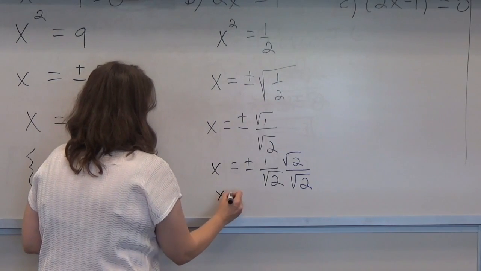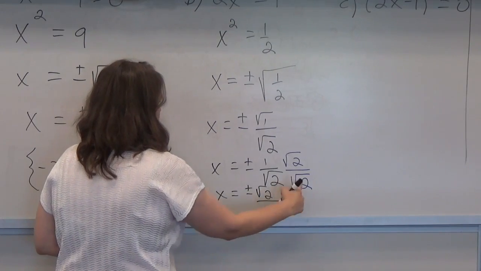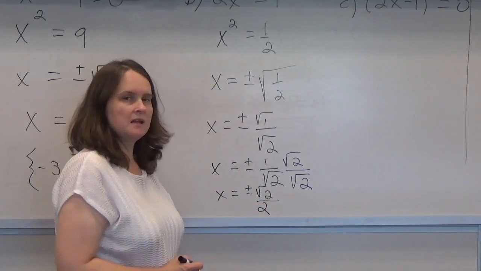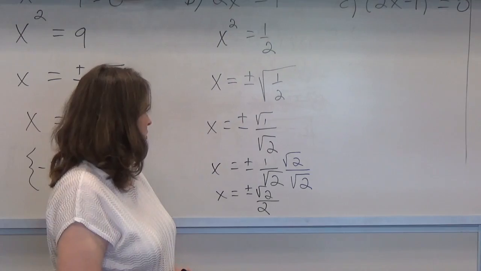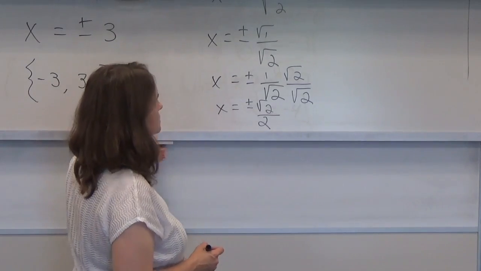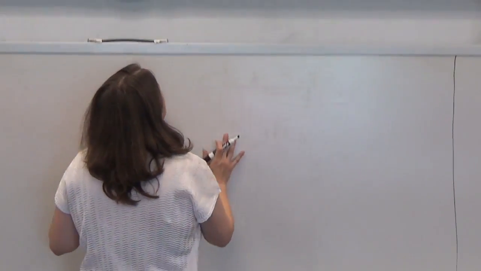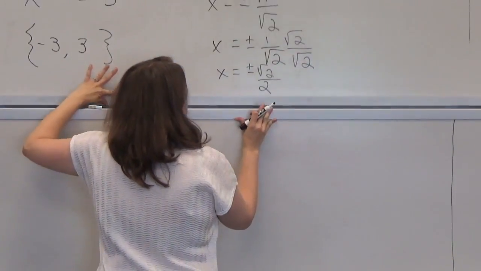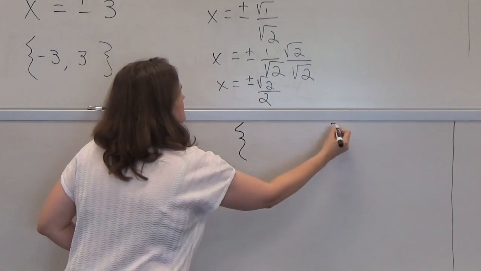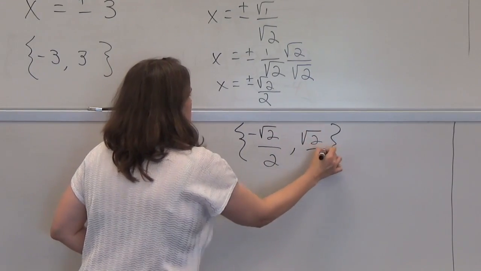That will give us x equals plus or minus 1 times the square root of 2 over the square root of 2 times the square root of 2, which is going to give you 2. So we've got plus or minus the square root of 2 over 2 for our answer. If we write this in set notation, we're going to have, excuse me while I adjust my boards. So if we list these two answers in set notation, it's going to be curly braces, negative square root 2 over 2, comma, positive square root 2 over 2.